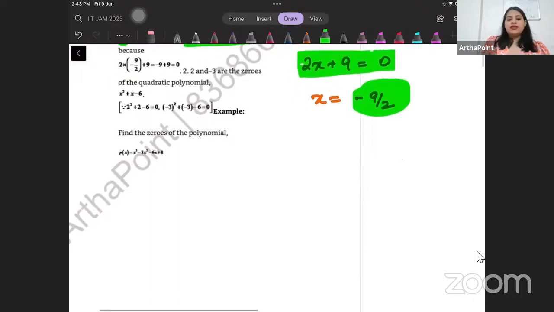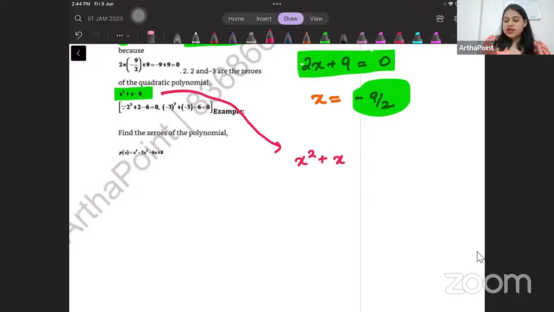Let us come to another example. So this says find the zeros of the polynomial, and the example given to you is x square plus x minus 6. So if I look here at x square plus x minus 6, it says the two zeros of the polynomial are x is equal to 2 and x is equal to minus 3. Let us go ahead and check.